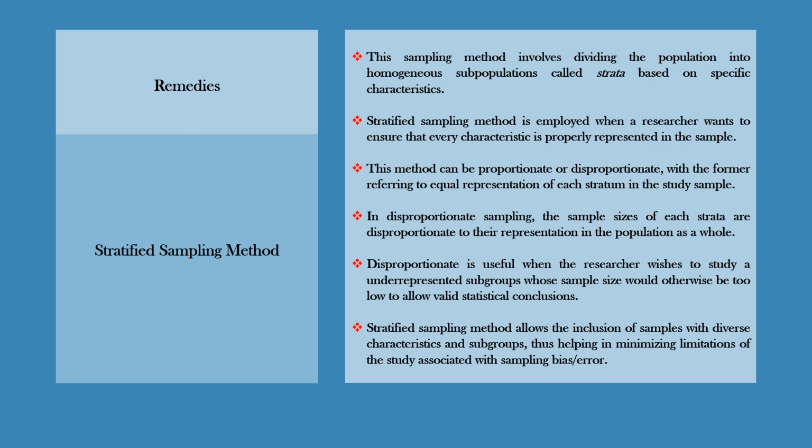The stratified sampling method allows the inclusion of samples with diverse characteristics and subgroups, thereby helping in minimizing limitations of the study which is associated with sampling bias or sampling error. The topic on sampling is one that we are going to look into later, and at that point we'll look at the various methods of sampling, their strengths and weaknesses, and then I may provide advice in terms of which sampling method is appropriate when you want to undertake a study in any given broader area.